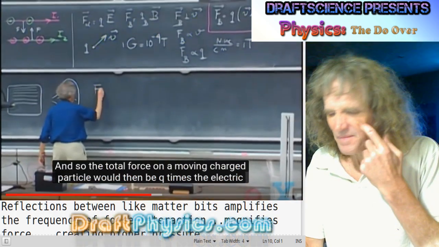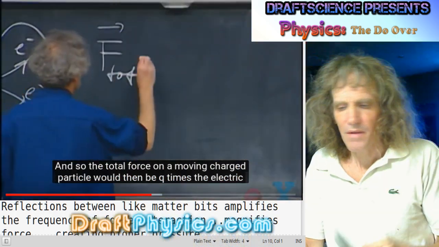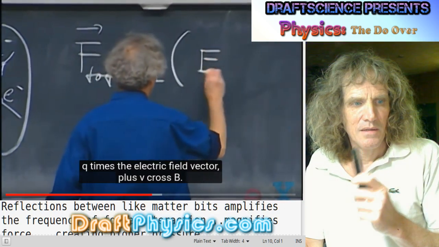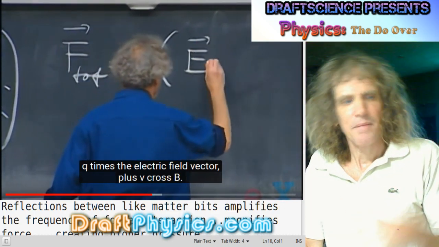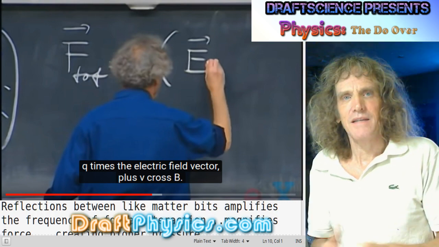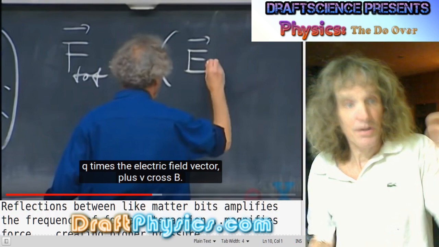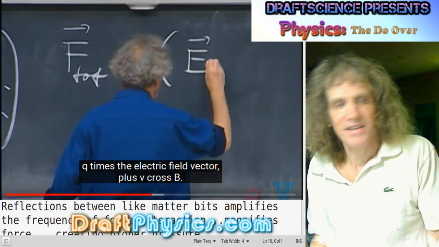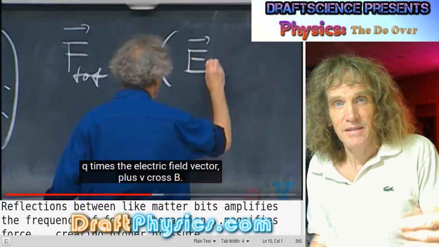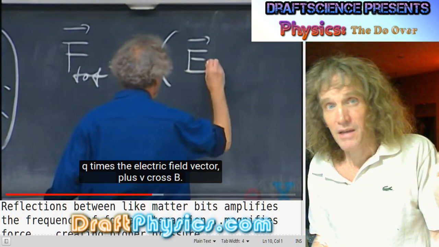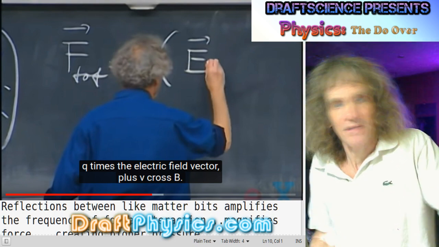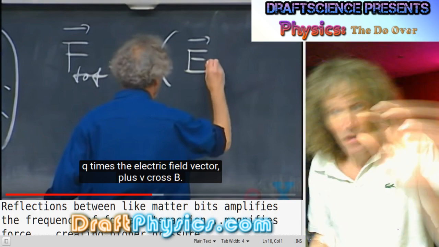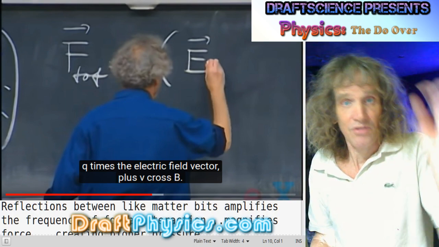Force. And so the total force on a moving charged particle would then be Q times the electric field vector. So again, a moving charged particle just means essentially a little tiny balloon with charge on it, okay? That's what an electron is, and that's what a proton is. They're the smallest little balloons you could make with charge on them. So when he says a moving charge, there's nothing essentially special about a moving charge other than it's a charge.